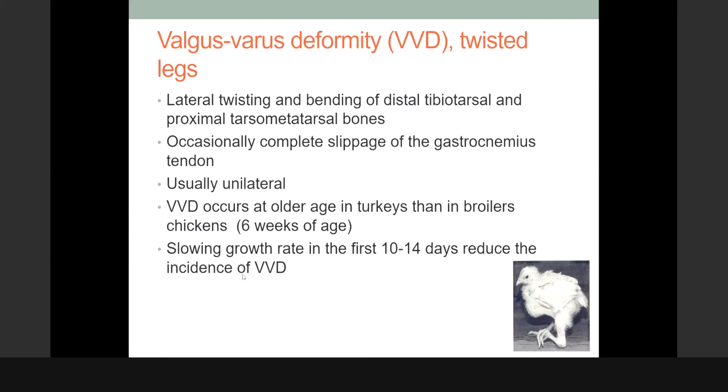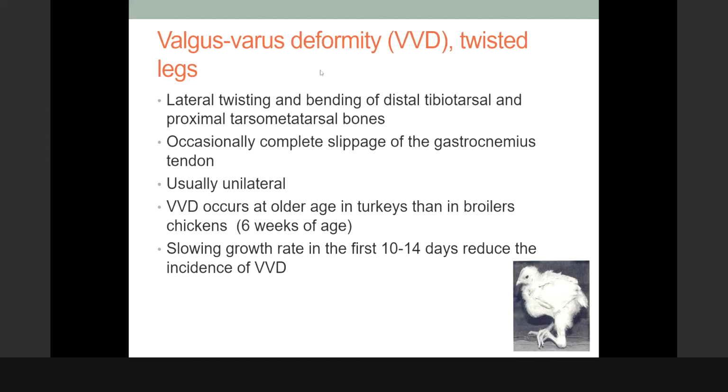It is usually unilateral. VVD occurs at an older age in turkeys than in broiler chickens, around 6 weeks of age. Slowing the growth rate in the first 10 to 14 days will reduce the incidence of VVD. This is related to the growth problem. If the chicken grows too fast, the muscle grows too fast, and the bone cannot catch up, so the tendon pulls the bone, and it becomes twisted.